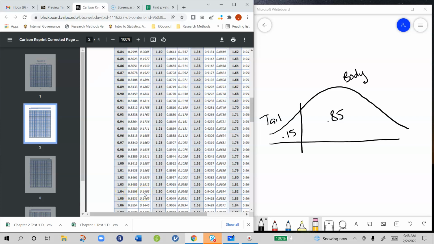So I look up, I get a z of 1.04, but now I have to look at my graph and see that clearly this is a negative z. Z's have a mean of 0. This is on the negative side, so it would be a z of negative 1.04 there.